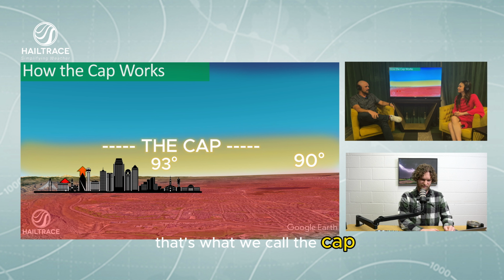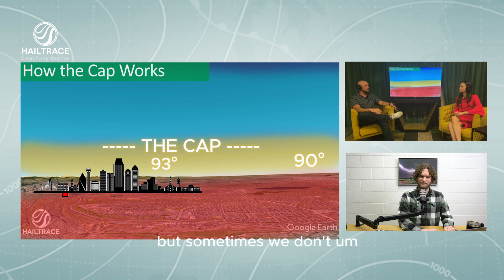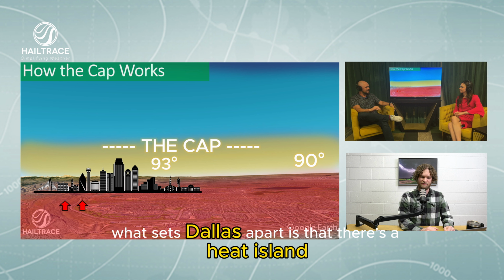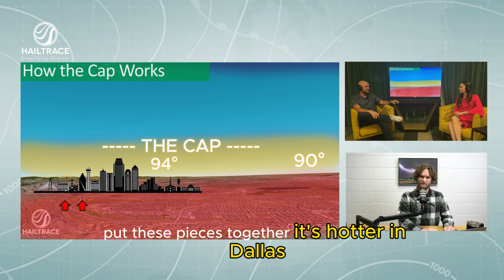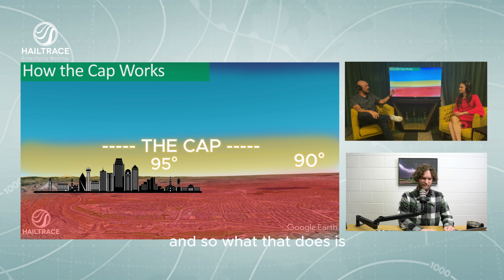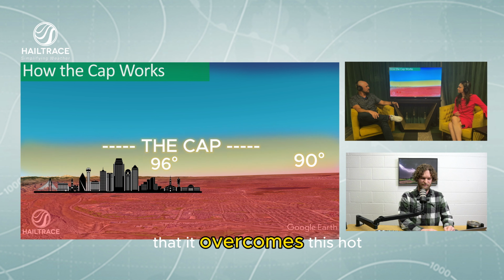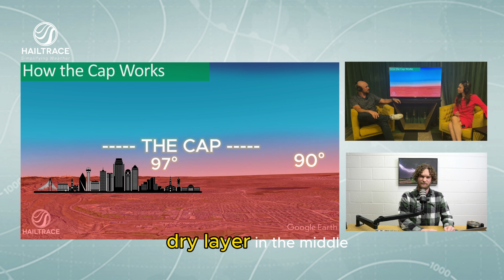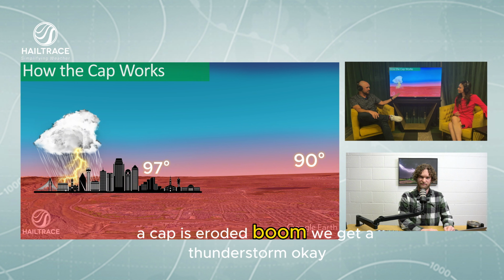That's the cap, exactly. In most places, a lot of times we break the cap, but sometimes we don't. What sets Dallas apart is that urban heat island. You're probably like, okay, I'm starting to put these pieces together. It's hotter in Dallas, especially in the evening when thunderstorms like to develop. And so what that does is it helps the thunderstorms overcome that. The surface warms up so much that it overcomes this hot, dry layer in the middle. And as soon as that cap is eroded, boom, we get a thunderstorm.